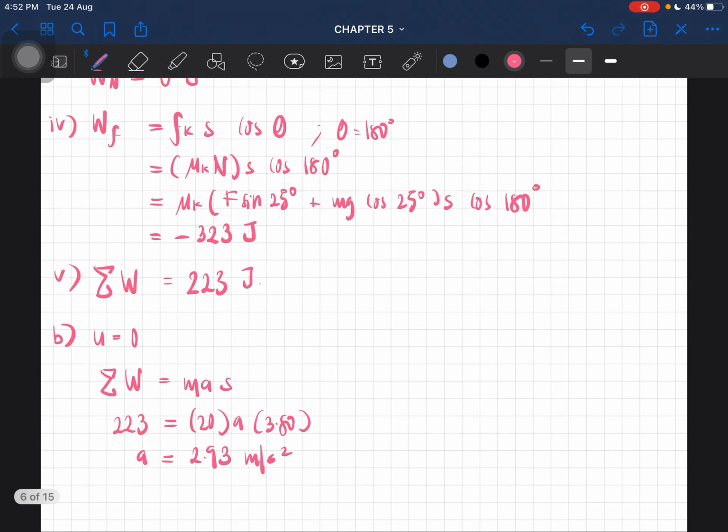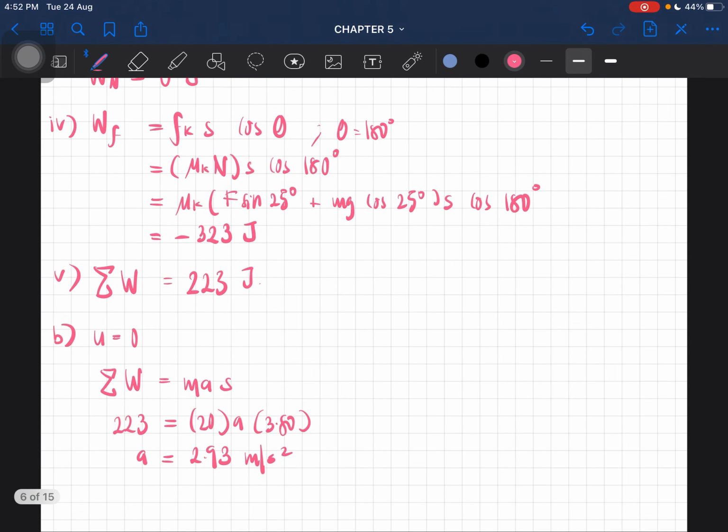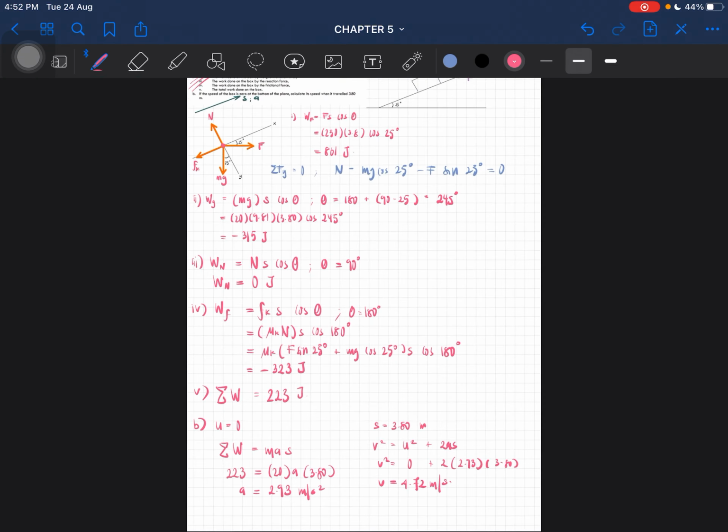Then we can find its velocity after it has traveled 3.8 meters. What formula are we using? We are using v squared equals u squared plus 2as. So v is the one we are looking for, plus 2a, 2.93, s is 3.8. So you'll then get the value of the velocity to be equal to 4.72 meters per second.